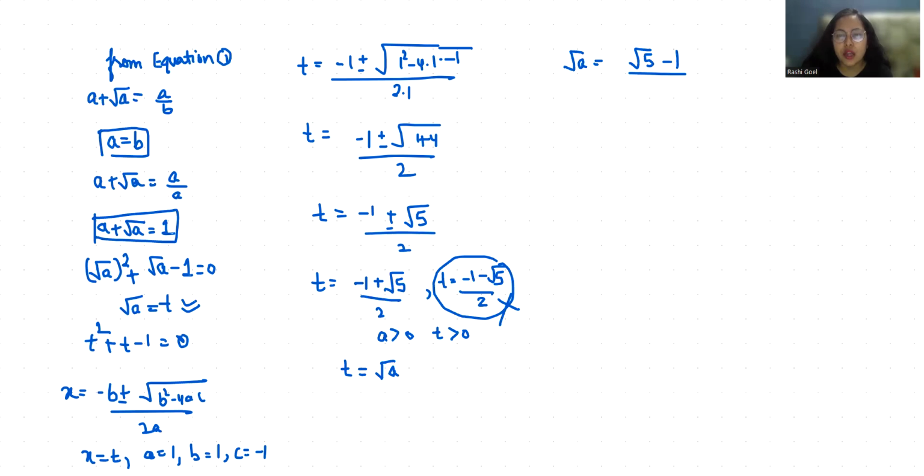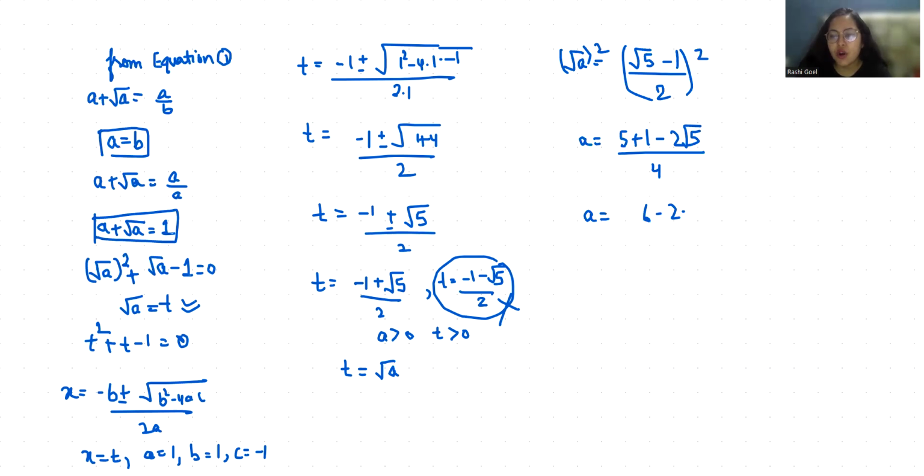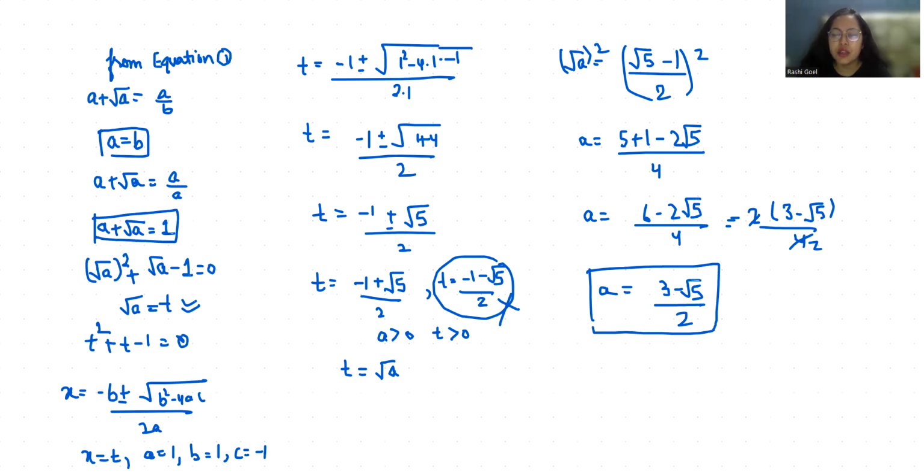Now I'm doing the squaring both sides. So a is equals to, in numerator it becomes identity a minus b whole square, that is a square plus b square minus 2ab, by 2 square is 4. So a is equals to 6 minus 2 root 5 by 4. If I'll take 2 as common, so 3 minus root 5 by 4. So a is equals to 3 minus root 5 by 2. And we simplified that a is equals to b. So the value of b is also 3 minus root 5 by 2.